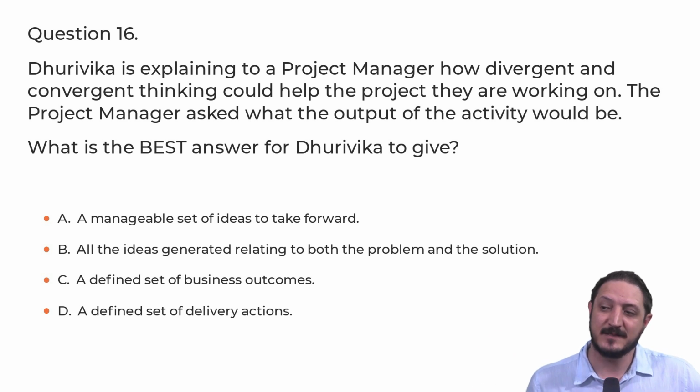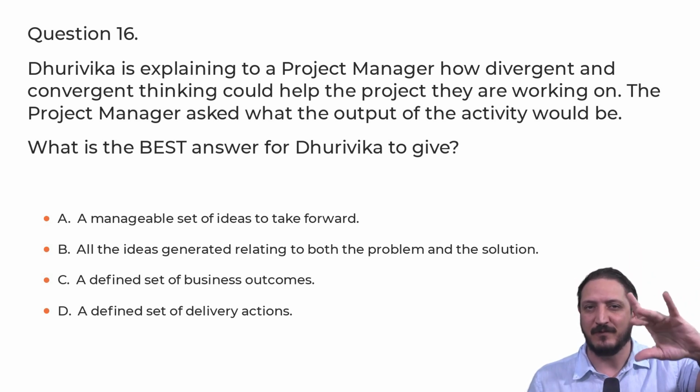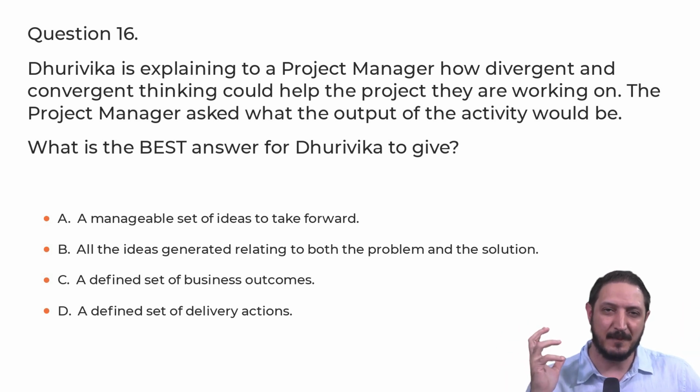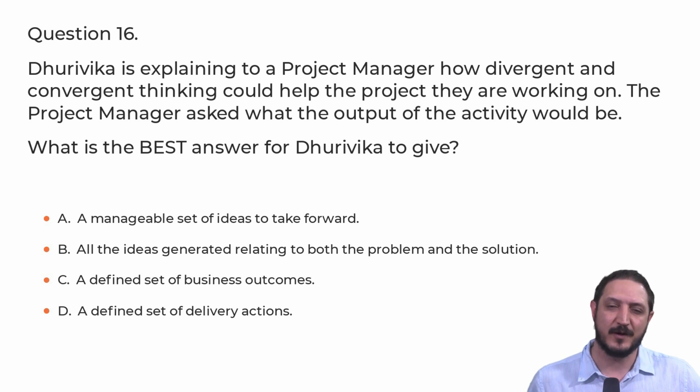But if we look at A, it says a manageable set of ideas to take forward. So with divergent thinking, we'll think about everything. With convergent thinking, we'll evaluate it, analyze it, and the output will be a set of manageable ideas. So what can really be done and what can we take forward through this thought process and into a solution development approach. So A is the correct answer, and because the instructions say what is the best answer, A to me is the best answer here.